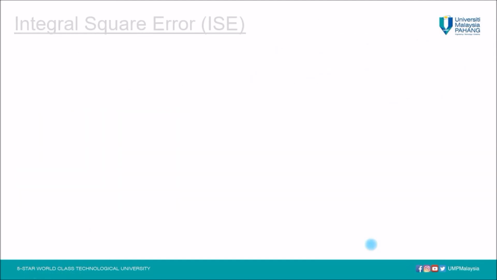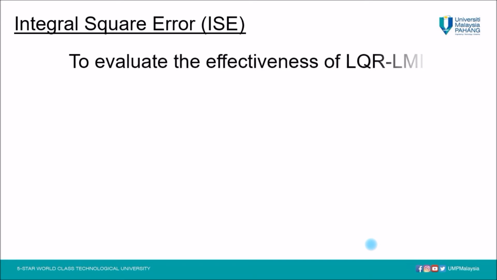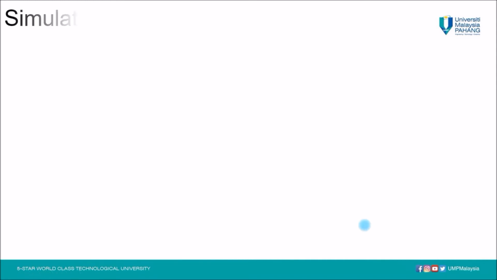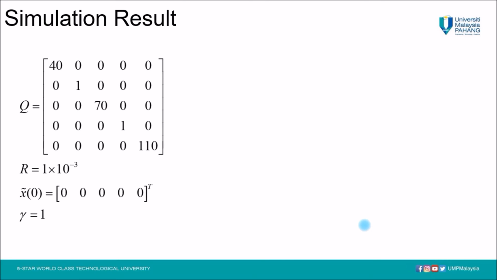Finally, we implement integral square error to evaluate the effectiveness of LQR-LMI. We solve this equation based on output response. The result will determine the best solution based on comparison of the index that reaches the extreme value as in this equation. To present the simulation result, we properly choose the weights of Q and R for both techniques. Also choose the initial state and value of gamma.